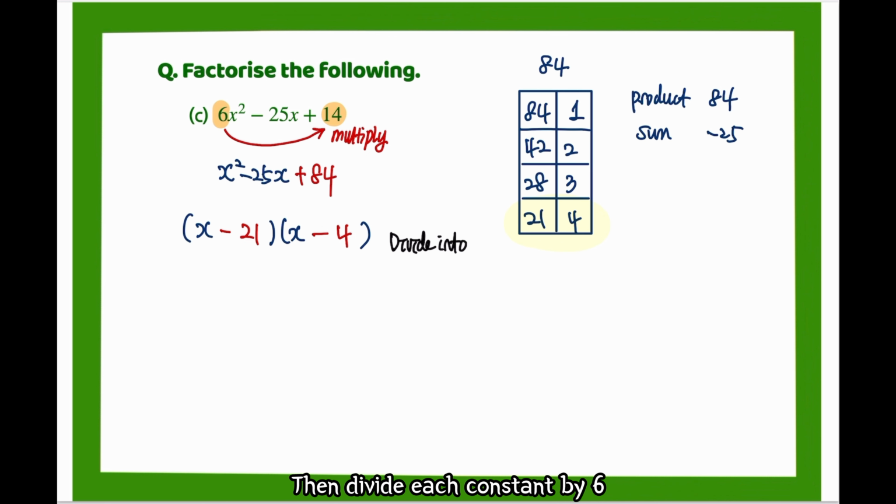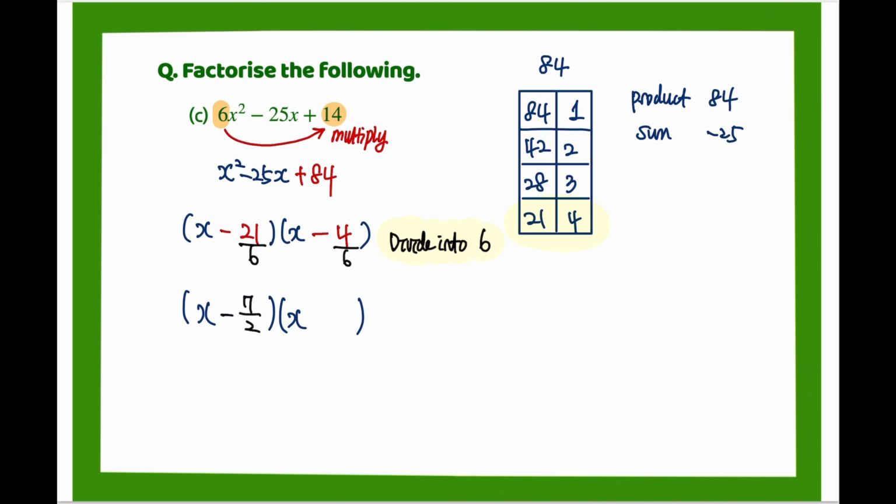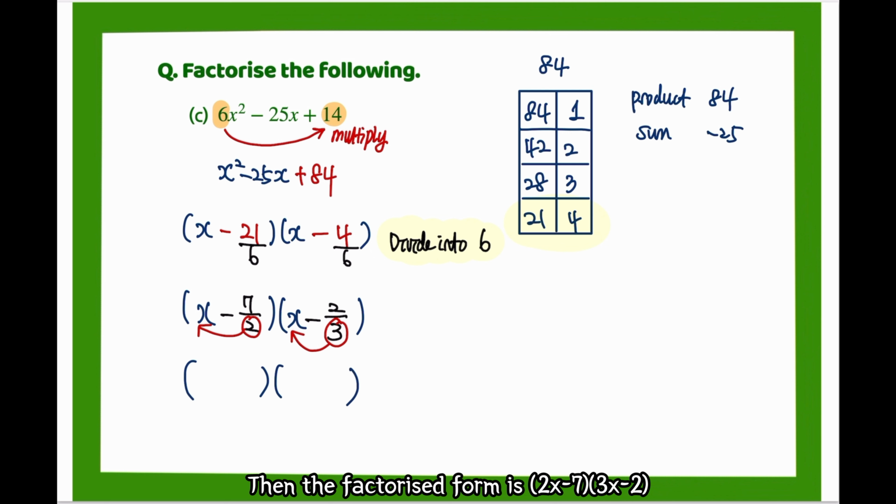Then divide each constant by 6. Simplify to get x minus 7 over 2 and x minus 2 over 3. Move each denominator to the coefficient of x. Then the factorized form is 2x minus 7 and 3x minus 2.